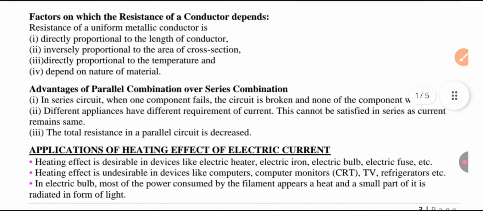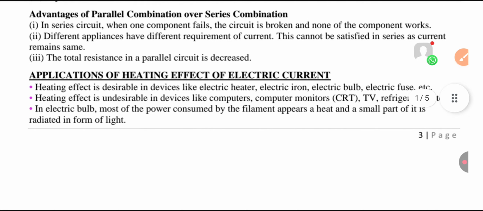Factors on which the resistance of a conductor depends. Resistance of a uniform metallic conductor is directly proportional to the length of the conductor, inversely proportional to the area of cross section, and directly proportional to the temperature. It also depends on the nature of the material.